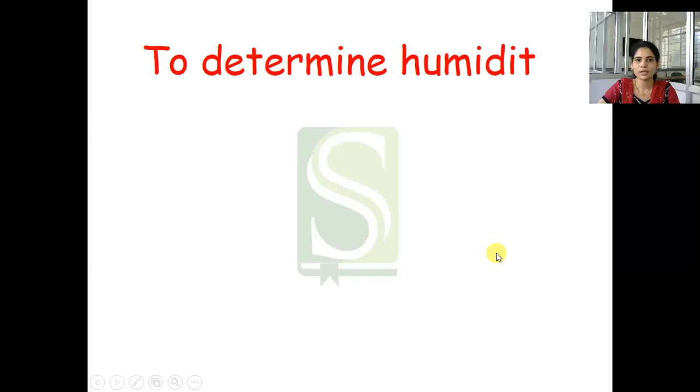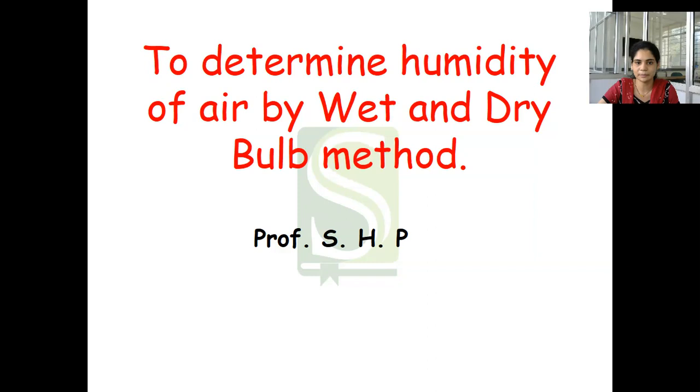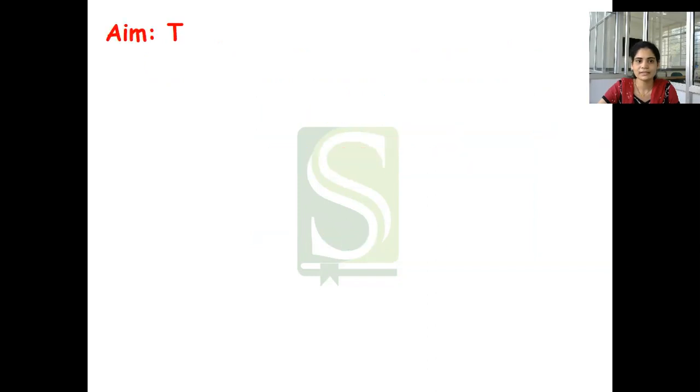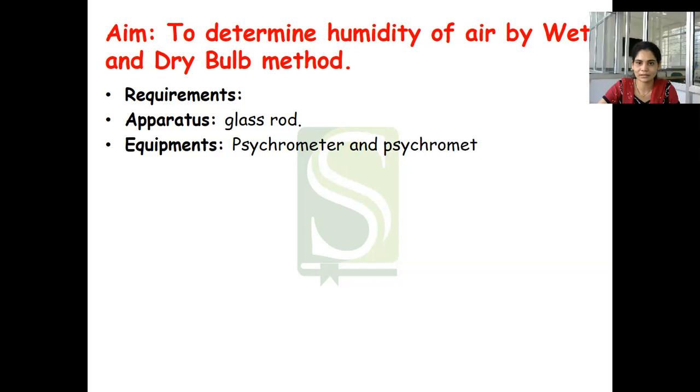Welcome students. Today we are going to see the performance of the experiment to determine humidity of air by the wet and dry bulb method. For this experiment, in apparatus we require only a glass rod, in equipment we require a psychrometer and psychrometric chart, and in chemicals we will require only water.